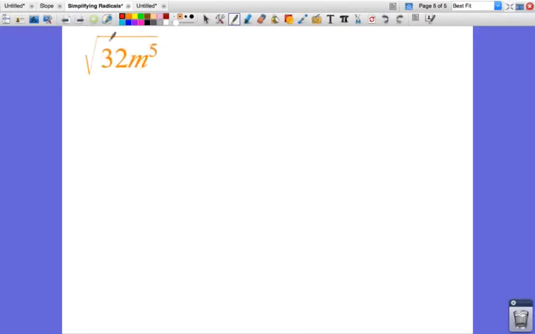Let's look at another one. I have the square root of 32m to the 5th. So let's separate it out into my 2 terms so we can work one piece at a time. So I have the square root of 32 times, and I also have the square root of m to the 5th power. Well, first, let's work on the square root of 32.